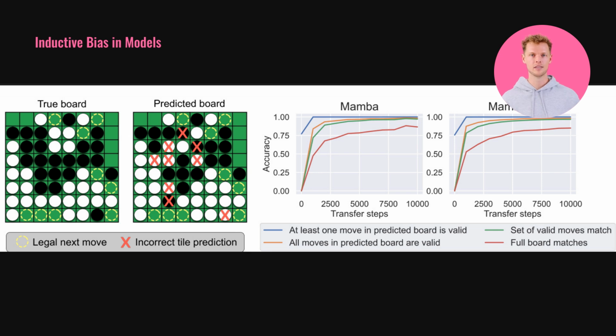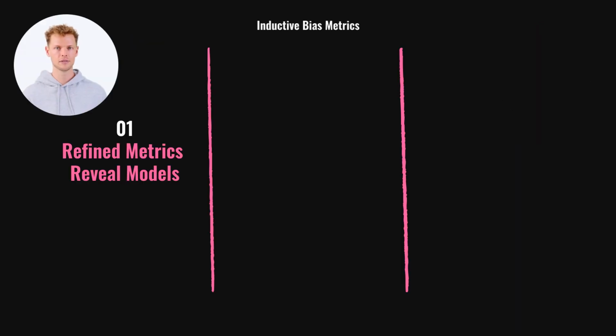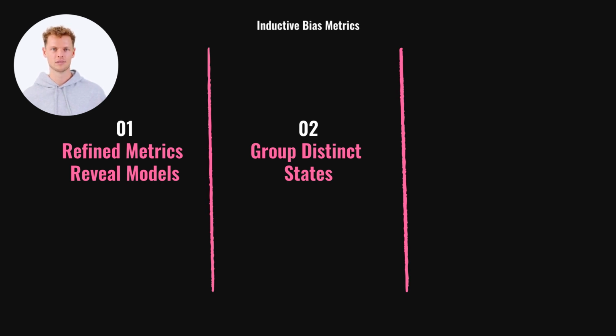Models excel at predicting token sequences without learning the underlying world model. They group sequences with distinct states but equivalent legal next tokens. In Othello, models recover legal moves despite board prediction errors, indicating an inductive bias towards legal next token partitions rather than true state representation. Refined metrics reveal that models group distinct states with identical legal next tokens.